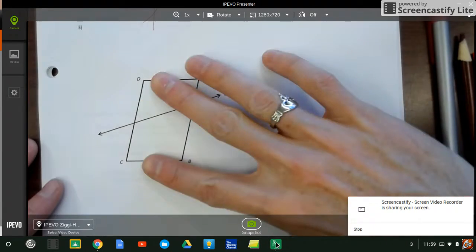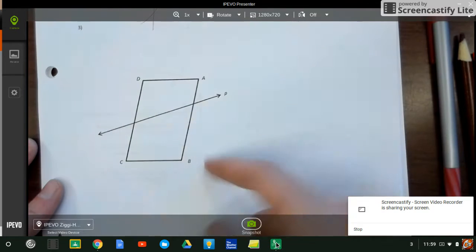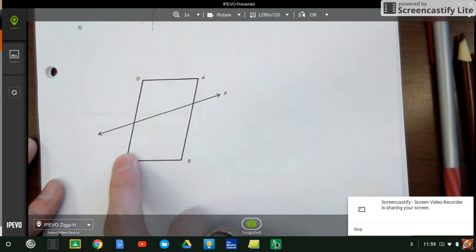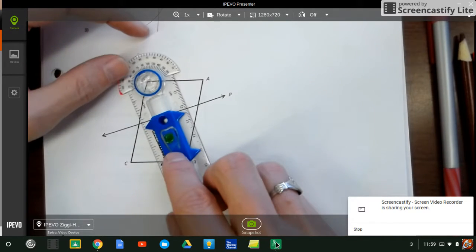So this third one, we're reflecting. So picture this, flipping over the line. D is going to go that way, A is going that way, B is going that way, and C is going that way. So let's do each of those step by step. I'm going to do A and D first.